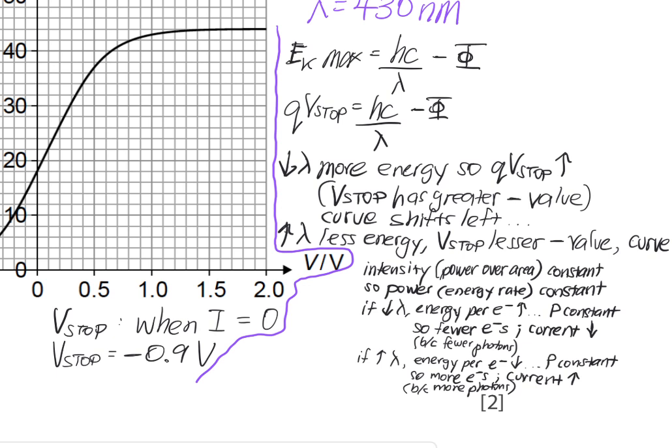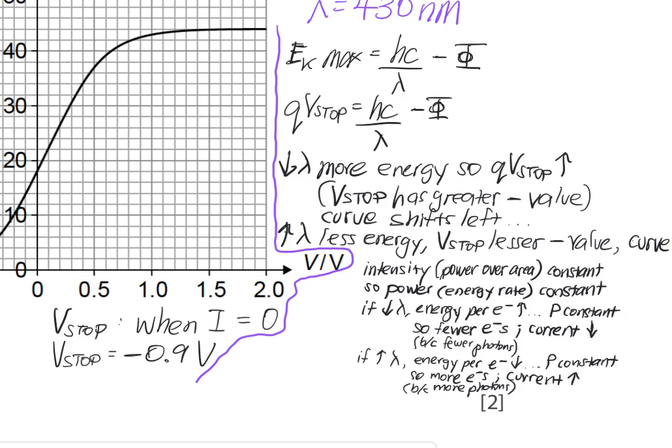So if there are fewer photons, then I'm going to get fewer electrons, and the current is going to decrease. If I increase the wavelength, the opposite will happen. There's less energy per photon, the power is constant, so I can throw out more photons, I can get more electrons, and the current is going to go up.